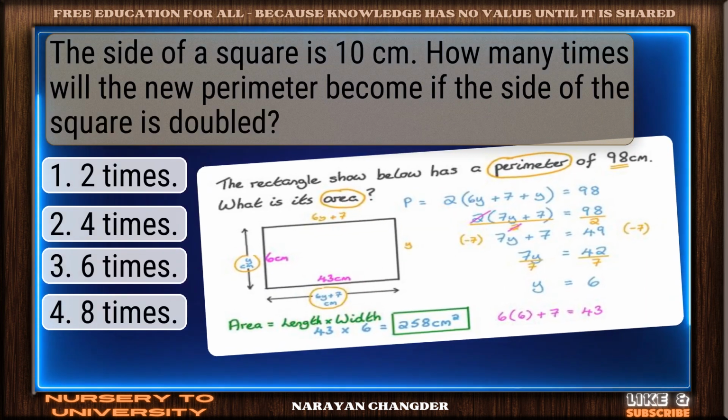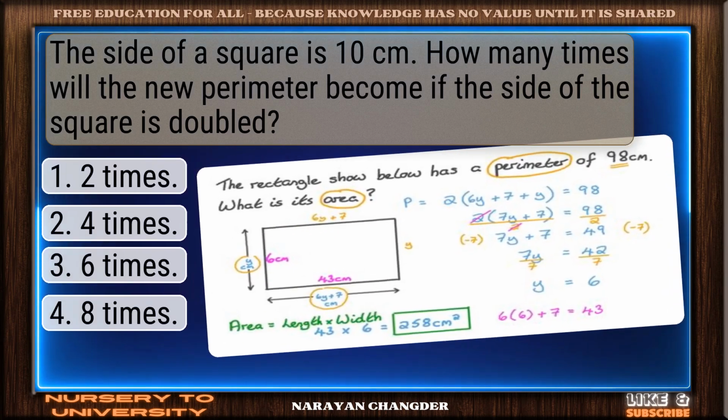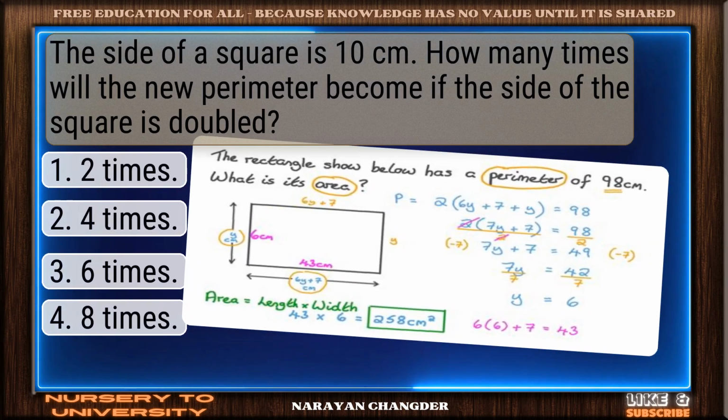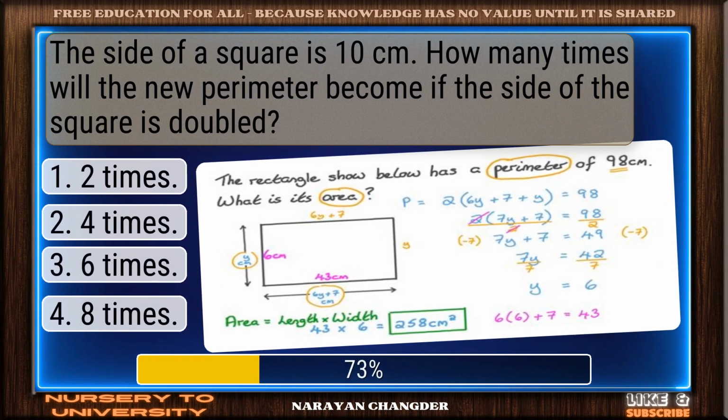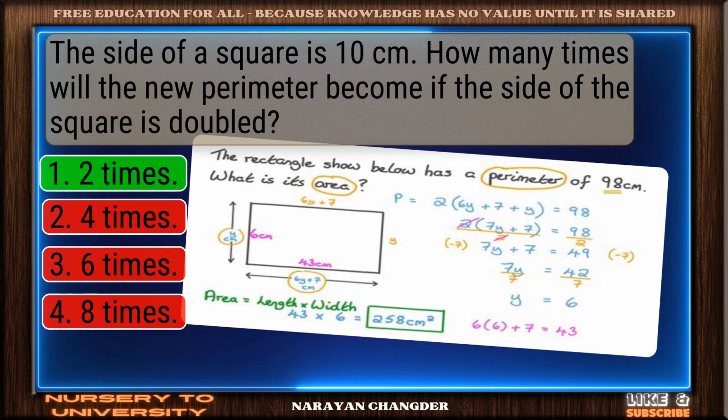The side of a square is 10 cm. How many times will the new perimeter become if the side of the square is doubled? Excellent choice. 2 times is the right answer.